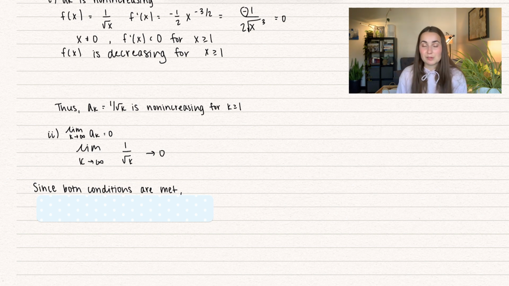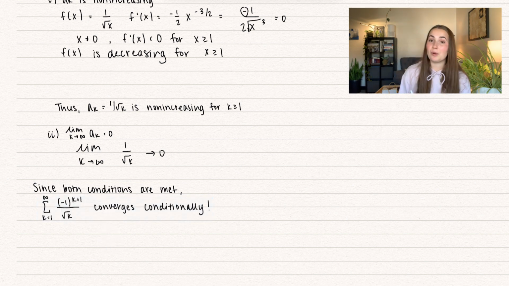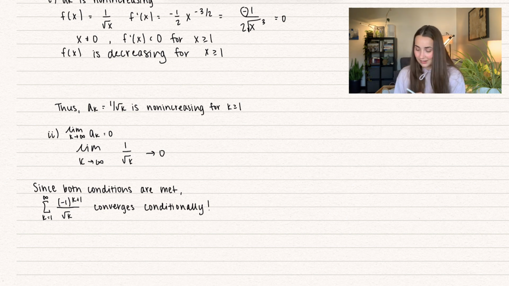Because both of those are met, that tells us that our series is going to converge, but since the absolute value of it diverged using the p-series test, it's going to converge conditionally.